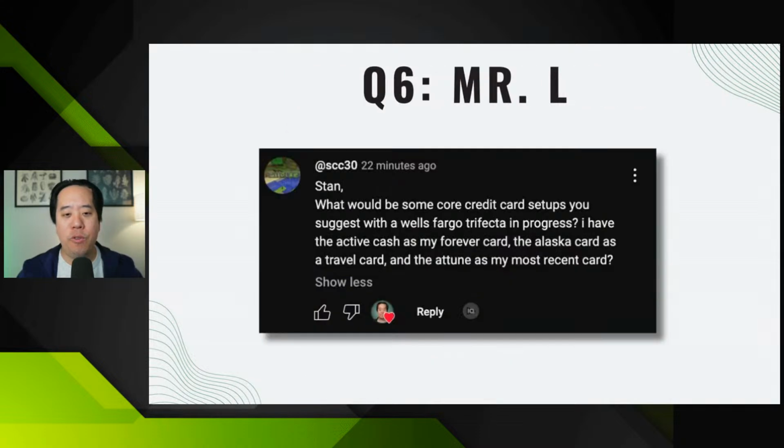I do want to move forward here on the next question for credit card setups, which is, Stan, what would be some core credit card setups you suggest with a Wells Fargo trifecta in progress?